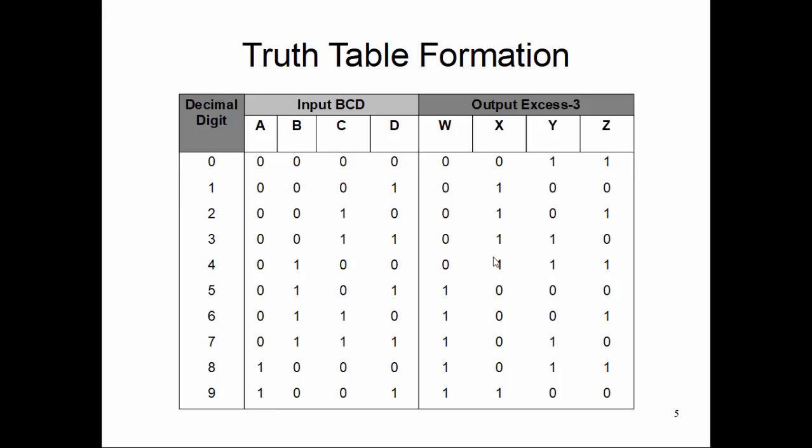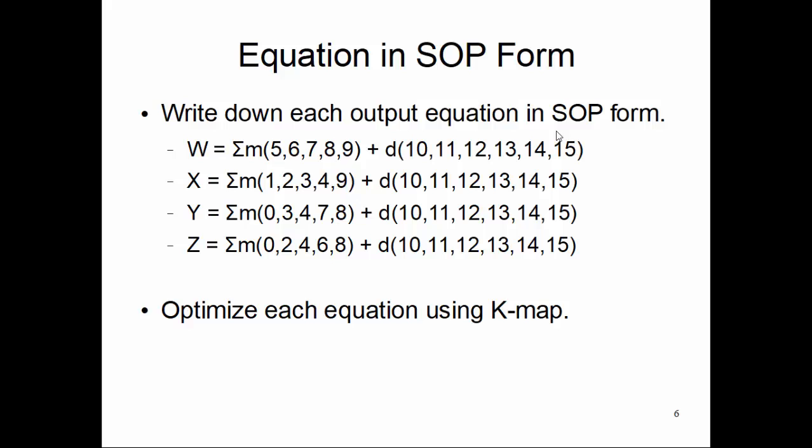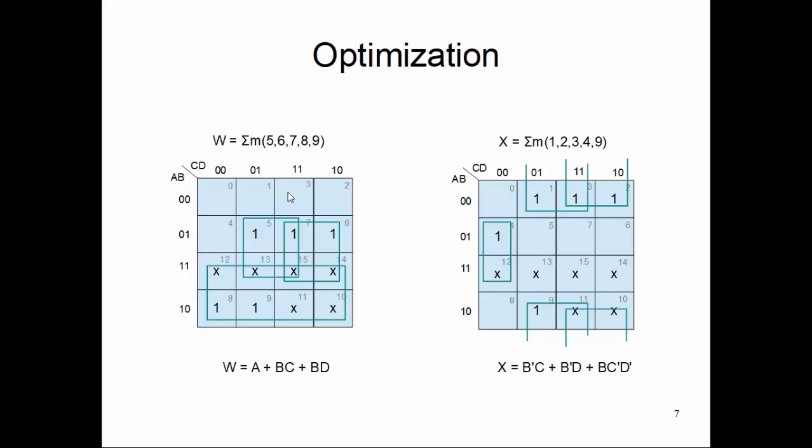So we write down the SOP form with the don't cares 10, 11, 12, 13, 14, 15, and for each of these output variables W, X, Y, Z, we write down its corresponding SOP form. So once we have this SOP form, we can apply our K-map technique, and come up with these optimized expressions for W, X, Y, Z.